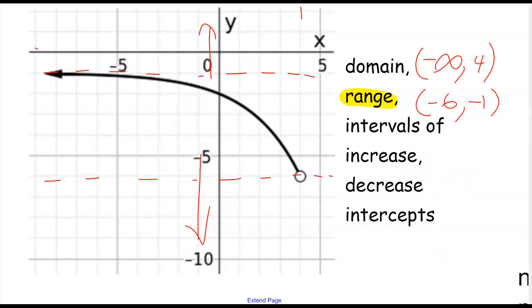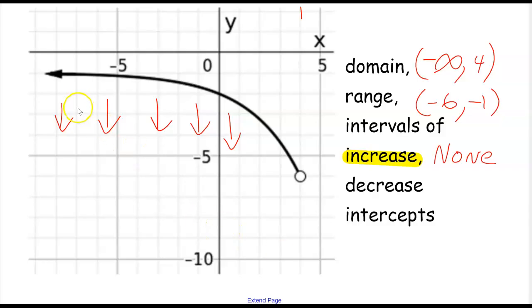Intervals of increase and decrease. Let's start with increase. Does this go up? It doesn't. It just goes down. So there's no interval of increase. Interval of decrease. Like I said before, it goes down. It starts to go down at negative infinity and continues to go down to about right here, which is 4. So negative infinity to 4.